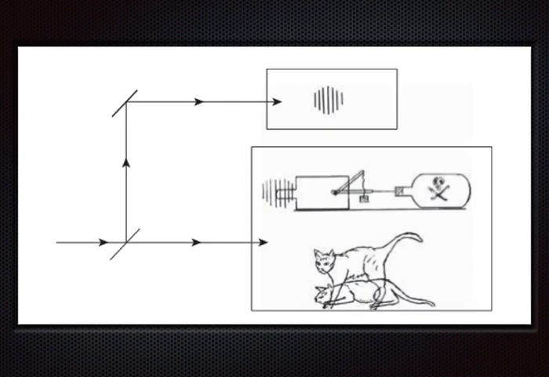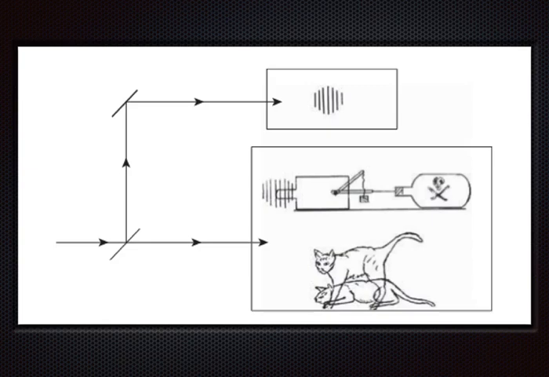Now, imagine that atom is a radioactive atom. Well, according to this, it's in both boxes. So it opened up the cyanide and killed the cat, and it didn't kill the cat. Schrödinger was like, if you set up this experiment, and if what you say is true, then that means the cat is alive and dead at the same time.